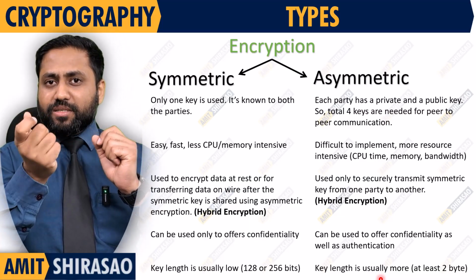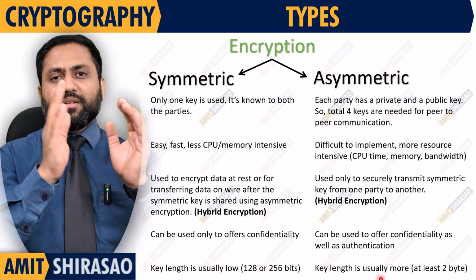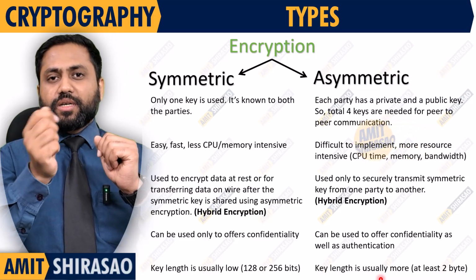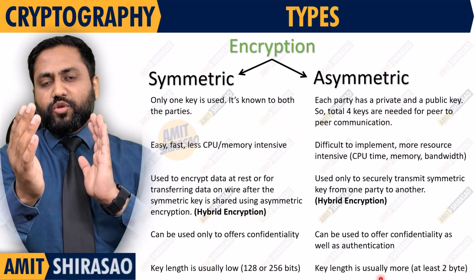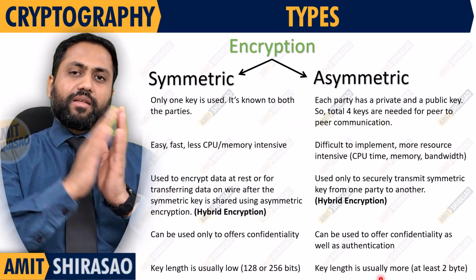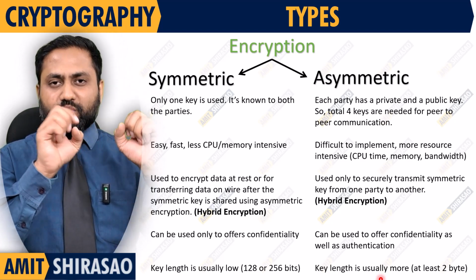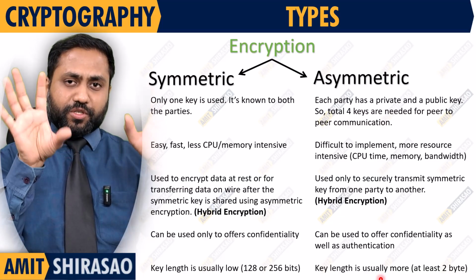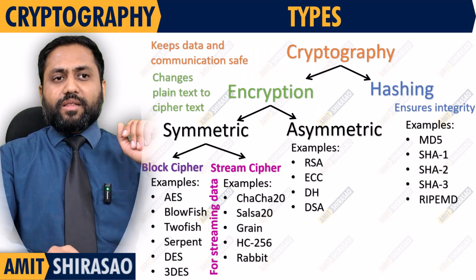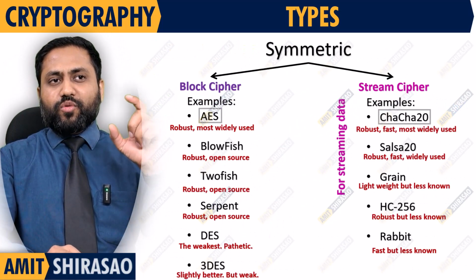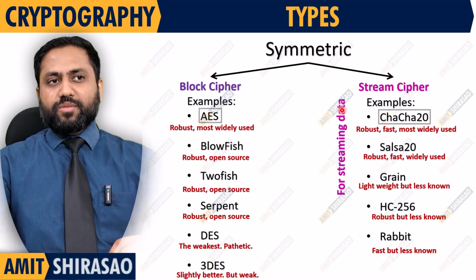And when data is in transit, normally initially for the key transfer you do an asymmetric encryption, and then for the bulk data transfer you use symmetric encryption. That is the whole concept of hybrid encryption. Now let us come to the types of symmetric encryption, that is block cipher and stream cipher.